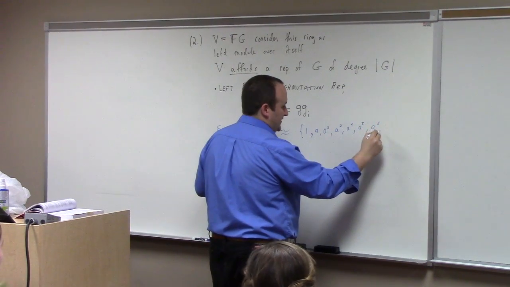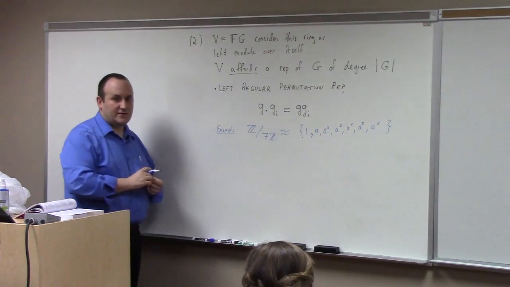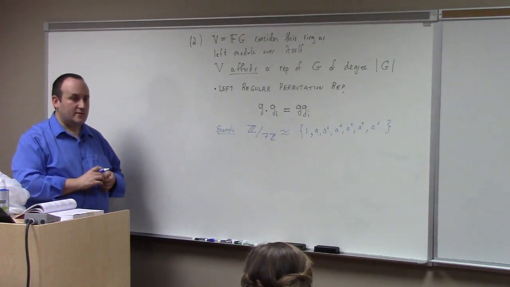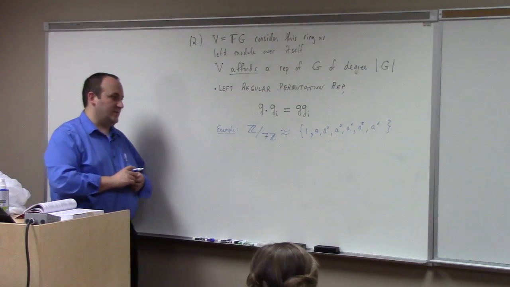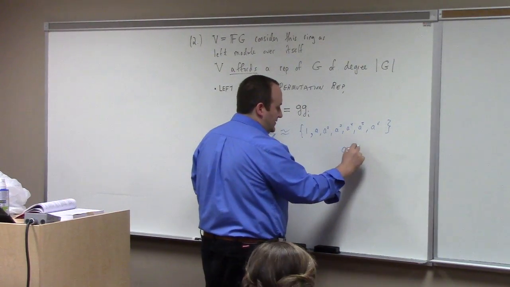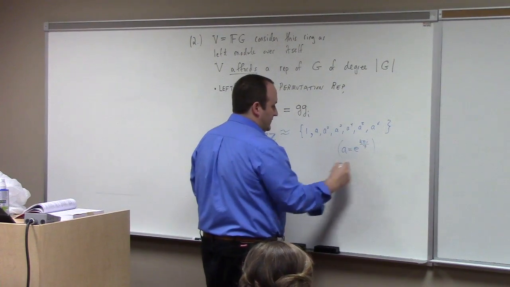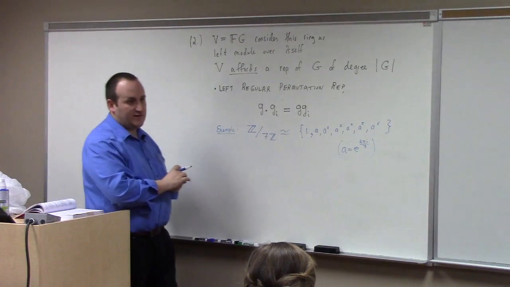I just prefer the multiplicative notation here for whatever reason. So we could look at this as the cyclic group of order 7 with generator a. If you want me to be more explicit, you could even let a equal e to the 2 pi i over 7, but that's not necessary. We don't even need that.